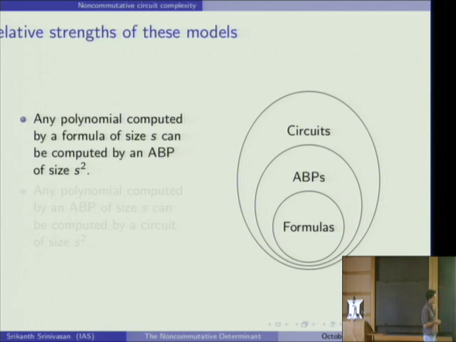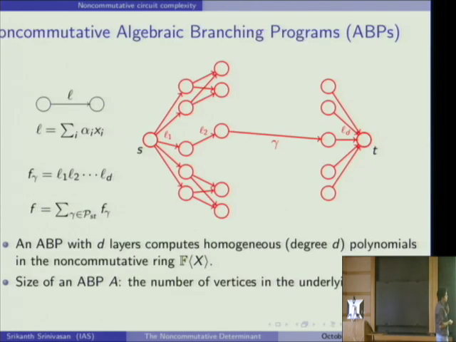And this is actually a fairly easy fact to see. So if you go back to ABPs, suppose I had two different algebraic branching programs computing polynomials f1 and f2. Suppose I just composed them in series, in the sense that I identified the sink of the first with the source of the second. Then it's easy to see that the polynomial I'd now be computing is simply the product of the two polynomials that these compute.